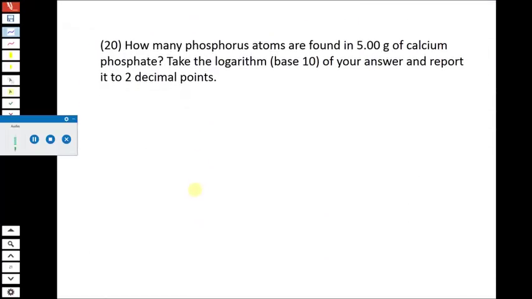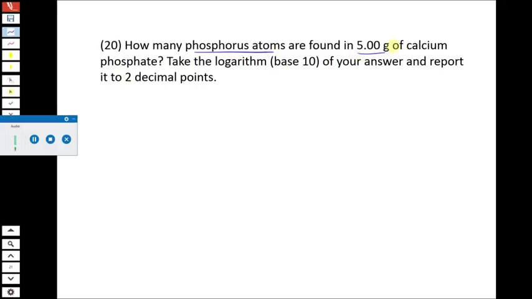All right, we're on to mole conversions now. What we have here is we want to know how many phosphorus atoms are found in 5 grams of calcium phosphate. So we're going to figure out, again, the number of phosphorus atoms, starting with 5 grams of calcium phosphate.